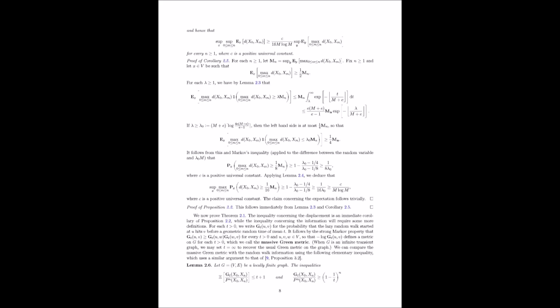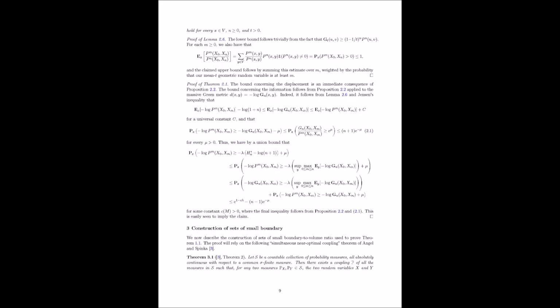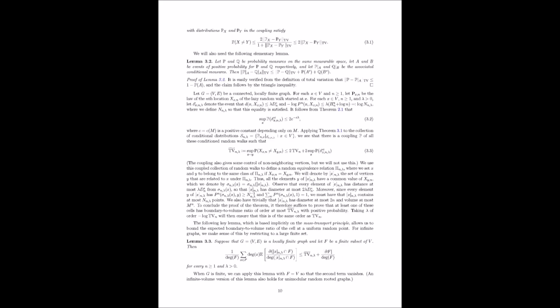That's where the isoperimetric profile steps in. It measures the best ratio of boundary size to the volume of a set, where volume is like the total degree of vertices in the set. Okay. So small means there are big sets that are kind of isolated with few connections to the rest of the graph. You got it.